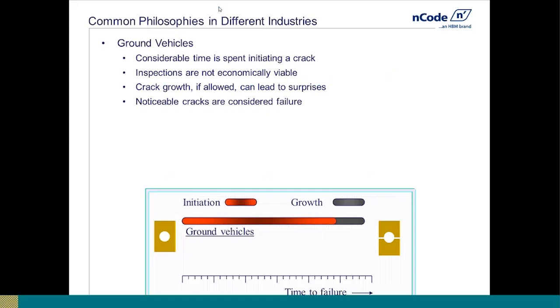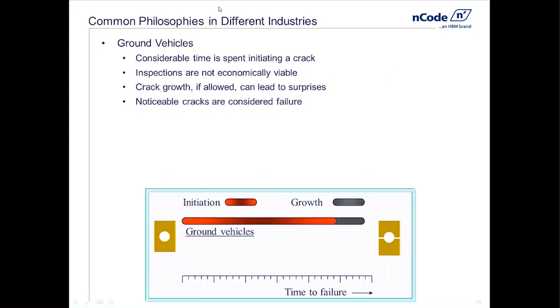Okay. So with ground vehicles, typically noticeable cracks are considered a failure. In other words, we're designing against crack initiation because on ground vehicles, typically, materials are quite crack sensitive. They're not crack tolerant. Crack tolerant materials tend to be expensive, and for economic reasons, tough crack tolerant materials like high strength aluminums and such are not often used in ground vehicles.